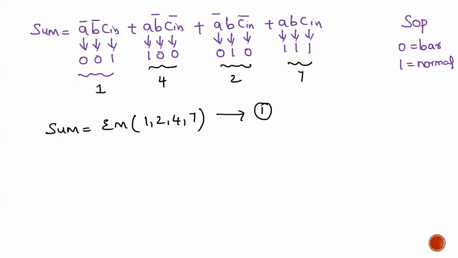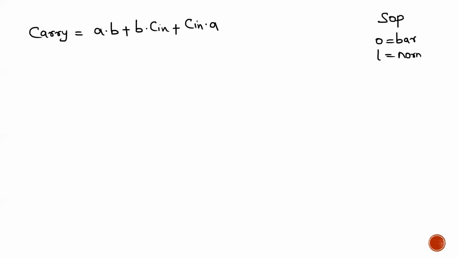Let us consider this as 1. Now let me do the same for carry. We know that for carry it is AB, B C in, C in A. So this looks something different. So here variables are missing. So I'll do like this. We know that SOP 0 is called as bar, 1 is normal. Here A is 1 and for B it is 1, whereas C is missing. So as C is missing, I'll take don't care. Okay, so for A dot B, I'm writing like this. It is 1, 1, X.